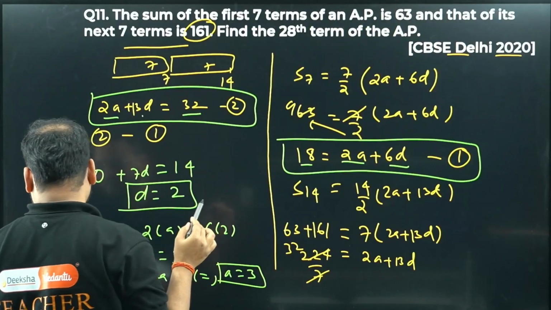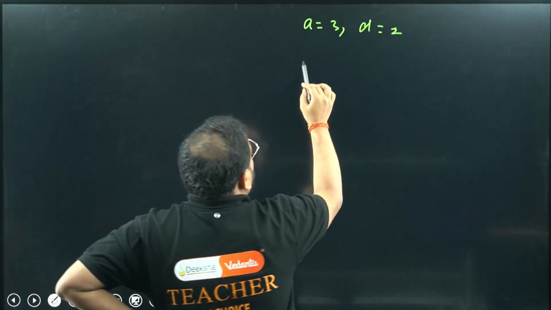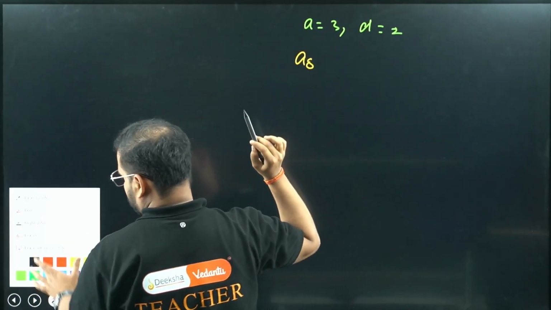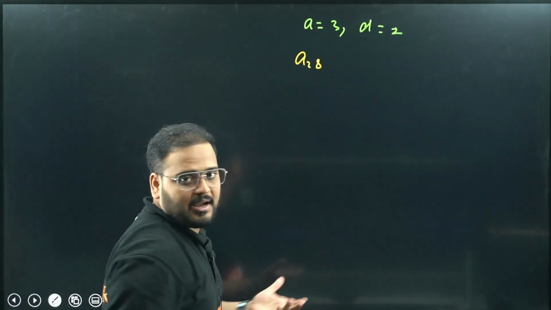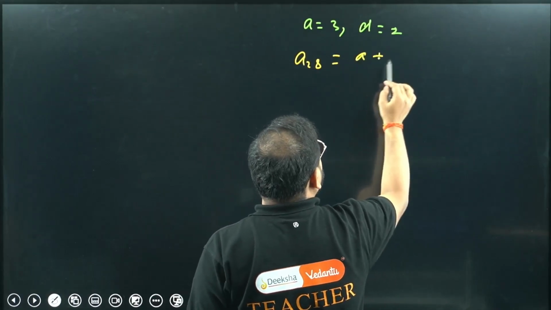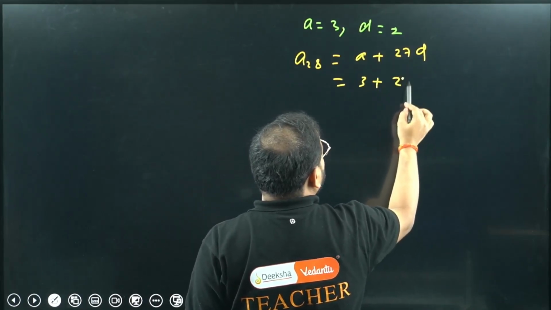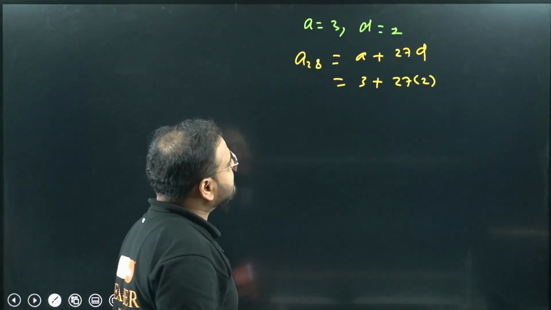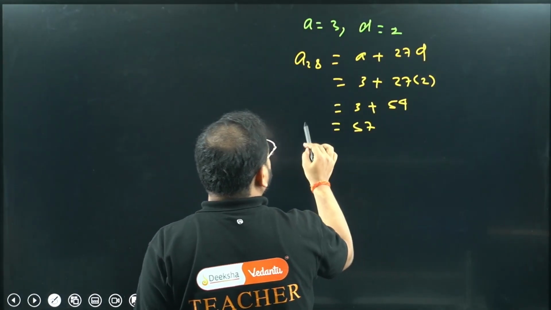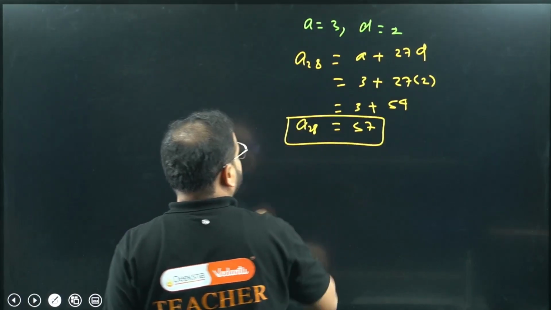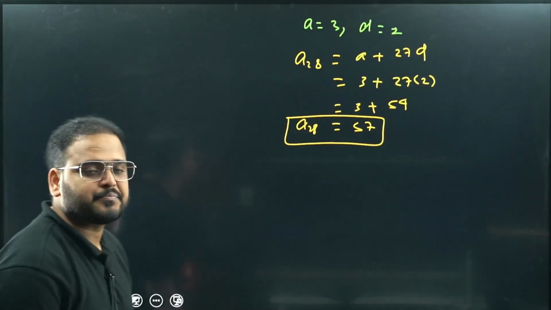Okay. Let's see what they're asking us to find. Find the 28th term. Chaliye. So A28 they're asking, right? They're asking us to find A28. Am I right? Okay. So A plus 28 minus 1 is 27d, right? So A28 will be 3 plus 27 times 2. So 54 is that value, I think. 3 plus 54, so the answer is 57. This is my final answer. Please have a look. 57 is my final answer. A28 equals 57. Correct?